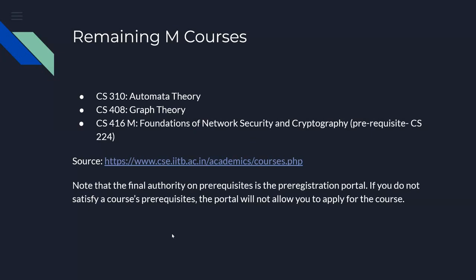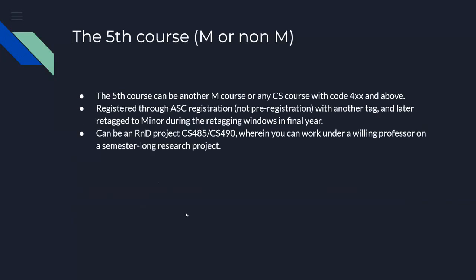There are 3 more courses which are not running this year. You can look at them next year if you want. CS 213 is a spring semester course. And note that the final authority on prerequisites will be the pre-registration portal. It will not allow you to register if you do not satisfy the prerequisite. And the 5th course can be taken through registration, and it can be any CS course with code 4XX and above. Yes, Vamshika, it's offered in the 4th semester.